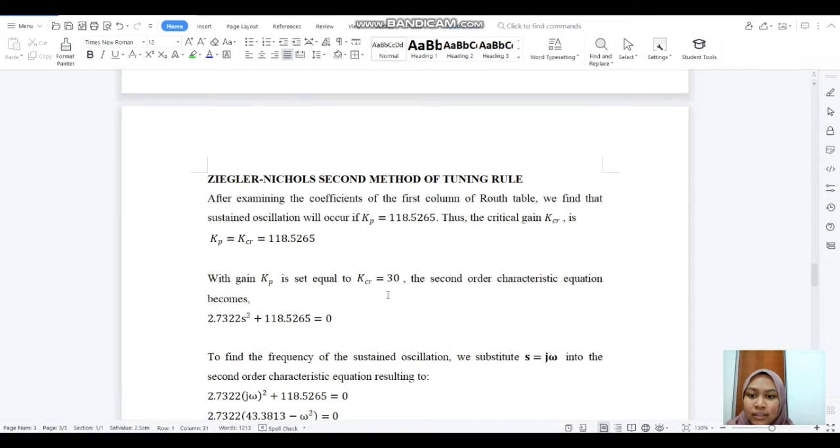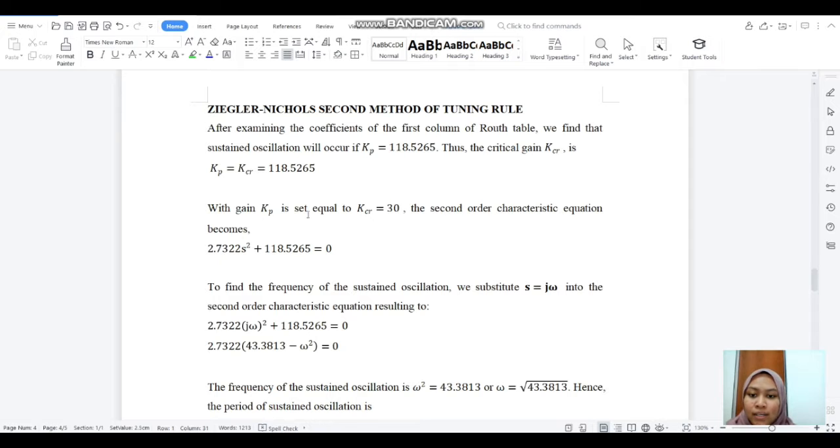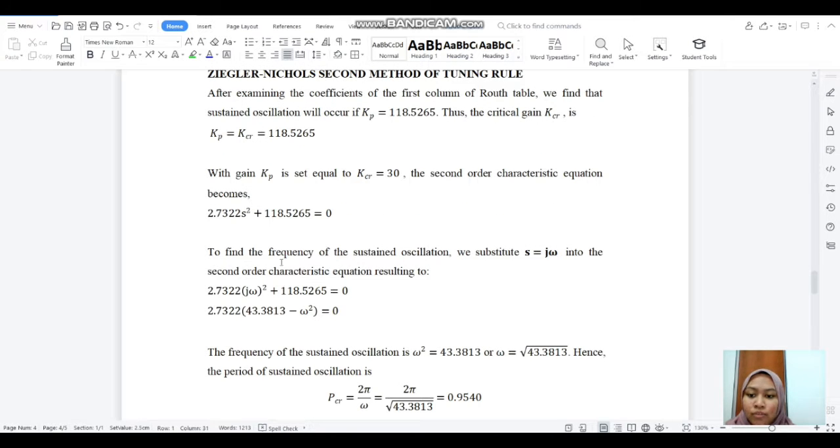Then we do the Ziegler-Nichols second method of tuning rule. After examining the coefficients of the first column of the Routh table, we find that sustained oscillation will occur if Kp is equal to 118.5265. Then the critical gain, Kcr, is equal to 118.5265. Then with gain Kp set equal to 118.5265, the second order characteristic equation becomes 2.7322 s2 plus 118.5265 equal to 0. Then in order to find the frequency of the sustained oscillation, we substitute the s in this equation with j omega, and then we get the new equation as here.